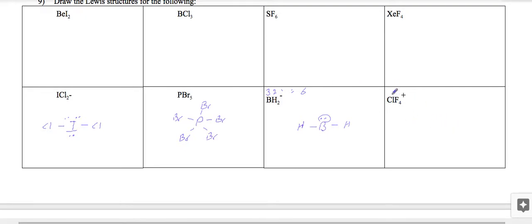And then we have another one. This is a good one too. Let's go ahead and do it. We have 7 plus 28 gets us 35, minus an electron. So we end up with 34 total valence electrons. Here's chlorine. The fluorines each get an octet. They always have to have that single bond. So there's 8 in each of those. 8, 16, 24, 32. And there's my 34.